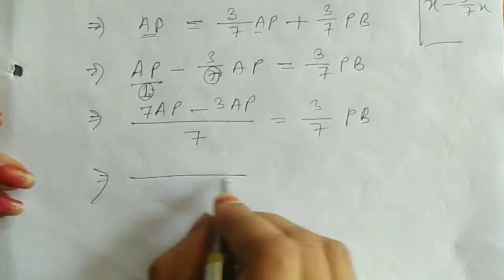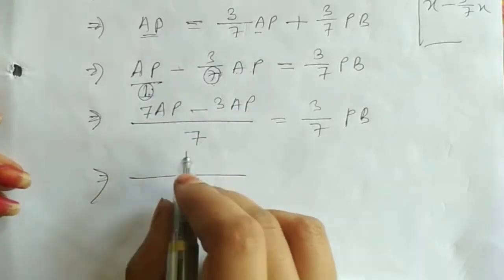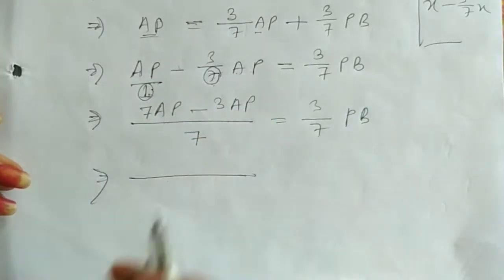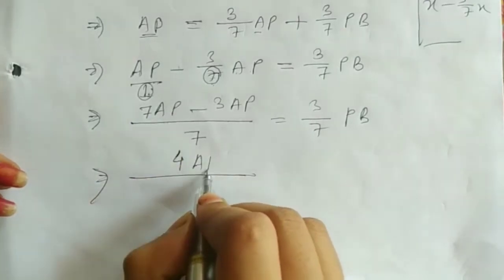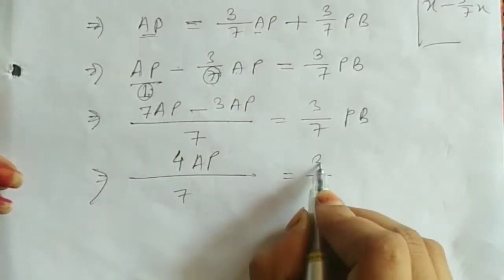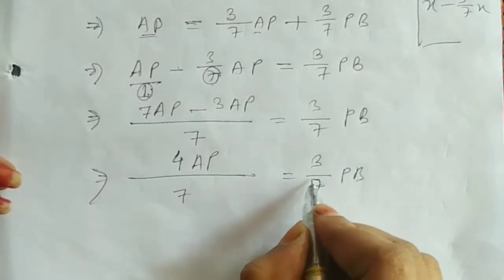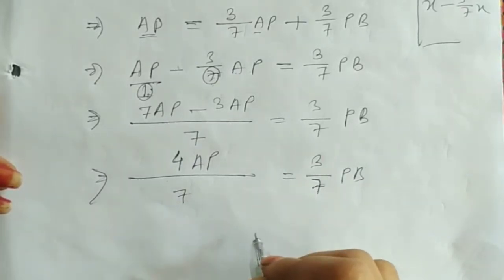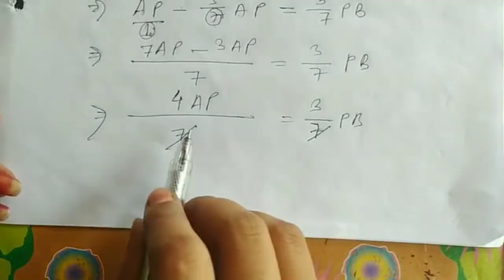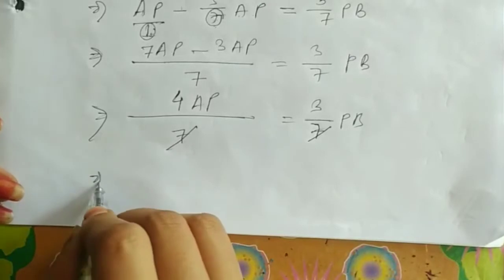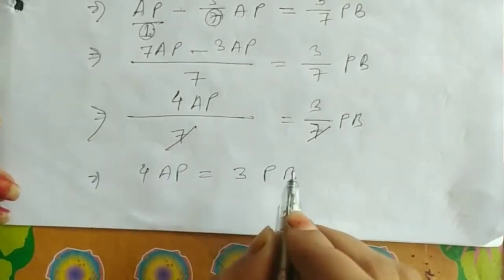So after this, 7 AP minus 3 AP, how much? 7 minus 3 equals 4, and AP is here, so 4 AP over 7 equals 3/7 of PB. Again 7 in both the right hand side and left hand side, then we can cut these two obviously. Then 4 AP equals 3 of PB.